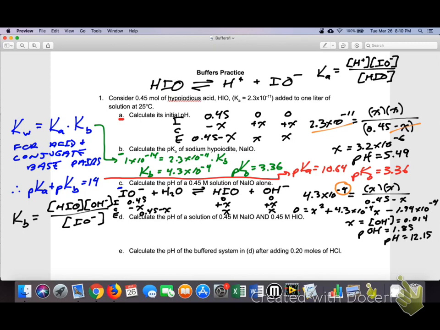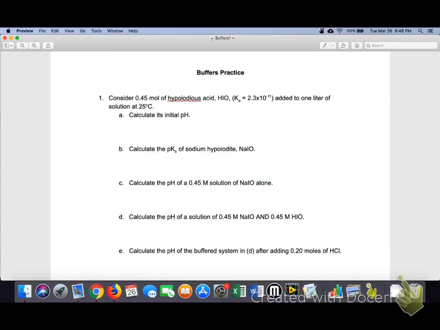Now we get to our first actual buffer. Part D says, hey, let's take a solution that has 0.45 molar sodium hypoiodite and 0.45 molar hypoiodous acid and put them together in a buffered solution. So what is the pH of that?